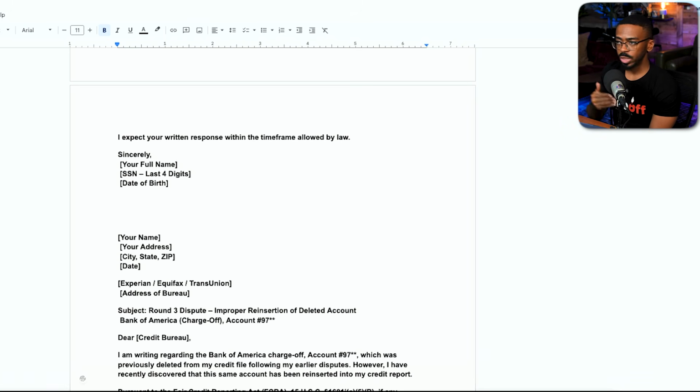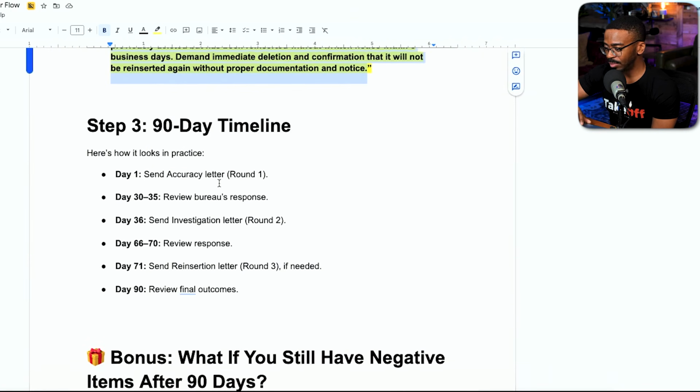You just go back and reuse either the accuracy letter or the investigation letter, because chances are they either didn't respond, or if they did respond, they didn't give you what you requested by law. So you can double down on it. Turn it from the AIR framework to the AIA framework, AII framework, the EIEIO, whatever you want to call it. If it's getting a negative item removed, we're doing it. You hear me? Yeah. So do what you've got to do there, and you're good to go.